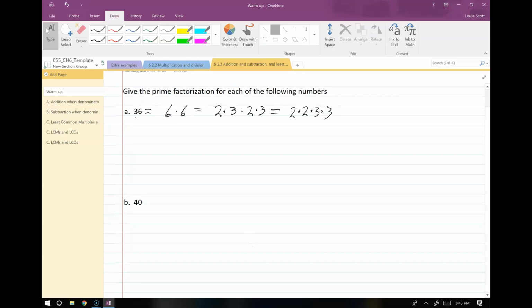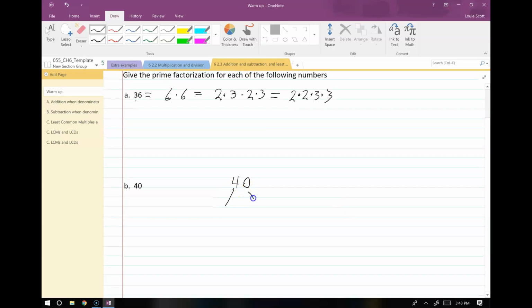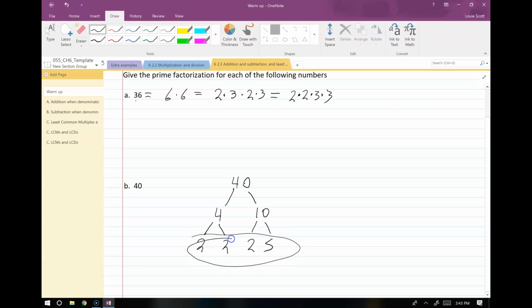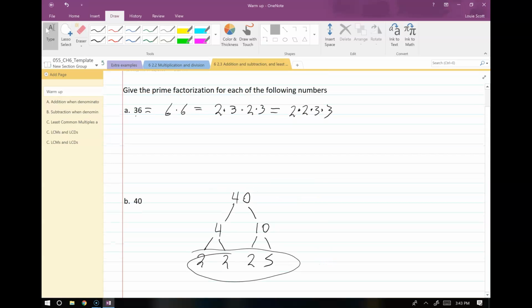If we wanted to find the prime factorization for 40, remember we can use the little factor tree method where we just draw our branches out for each factor. So I have 4 times 10 equals 40. 4 splits up into 2 and 2. 10 splits up into 2 and 5. Since I reach all prime numbers, this is my prime factorization for 40. Okay, so just recall that we do that with numbers.